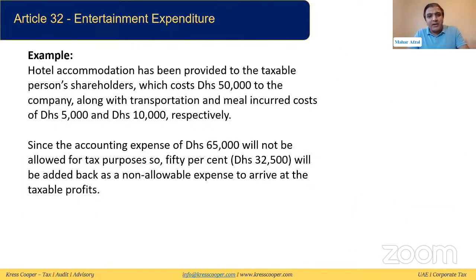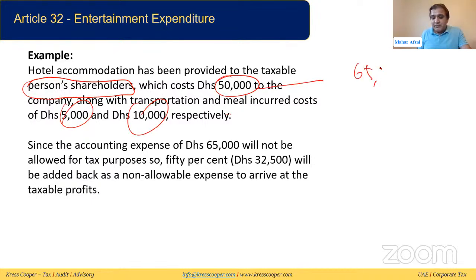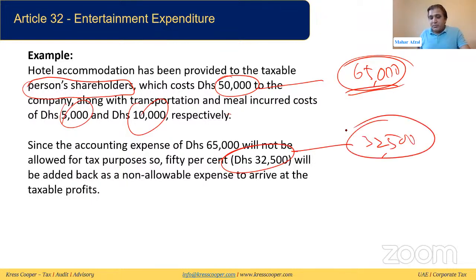Just take this example: hotel accommodation has been provided to the shareholder. We already discussed that any expenses provided to the shareholder, customer, or business partner will be called entertainment expenses, meals, accommodation, all these things, which cost 50,000 to the company. Along with the transportation and meal, which incurred costs of 5,000 and 10,000 respectively, my total expenditure is 65,000. But I am allowed to claim only 50%. So 32,500 I can claim. The remaining 32,500 will not be allowed by the FTA as a deductible expense.